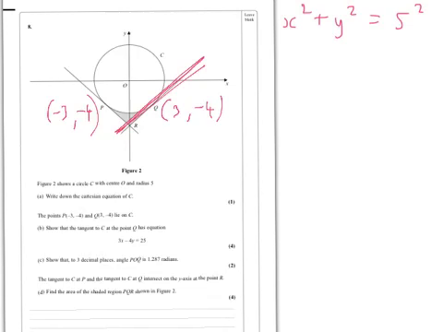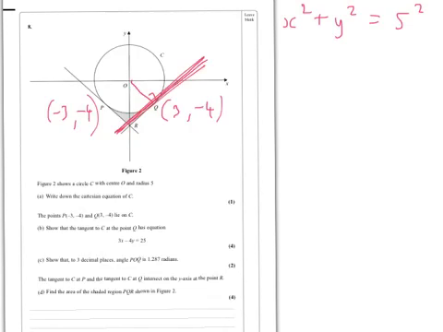Now the gradient of this we could do in a couple of ways. The way I'm going to do it is to use the fact that the tangent meets the radius at right angles, and the gradient of what I've just drawn there, well, from here to here it goes 3 across and 4 down, so the gradient is minus 4/3. So the gradient of the tangent is 3/4.